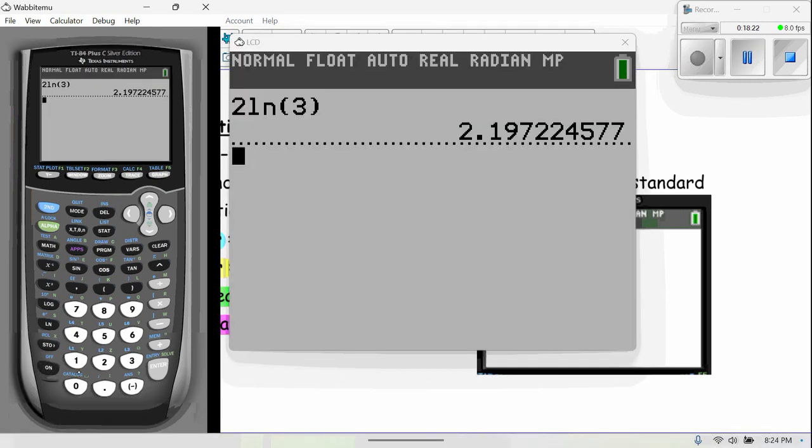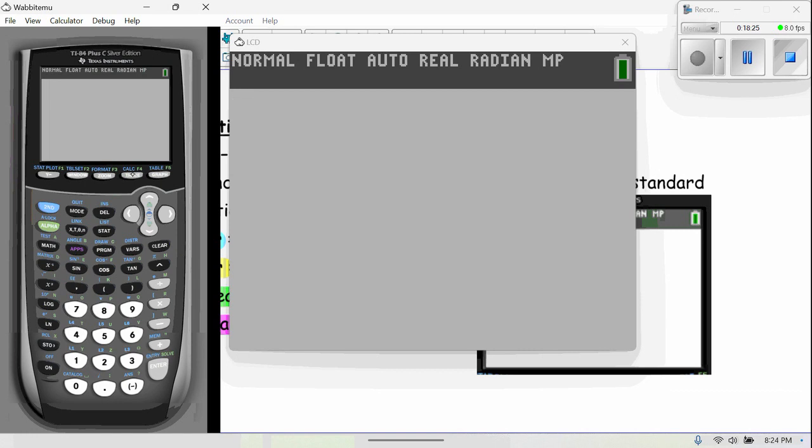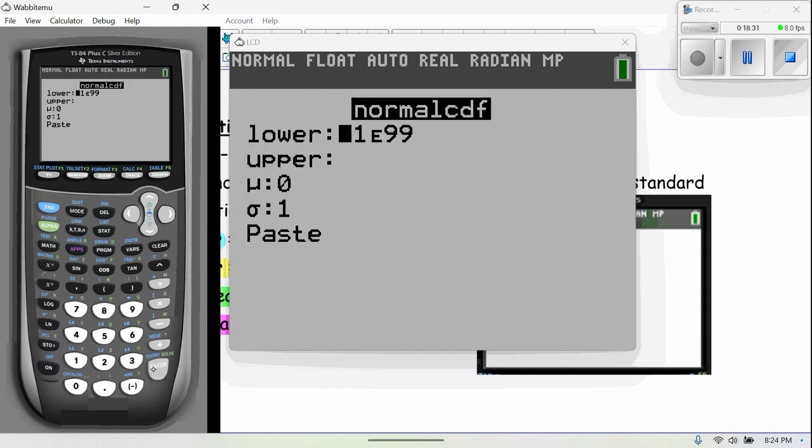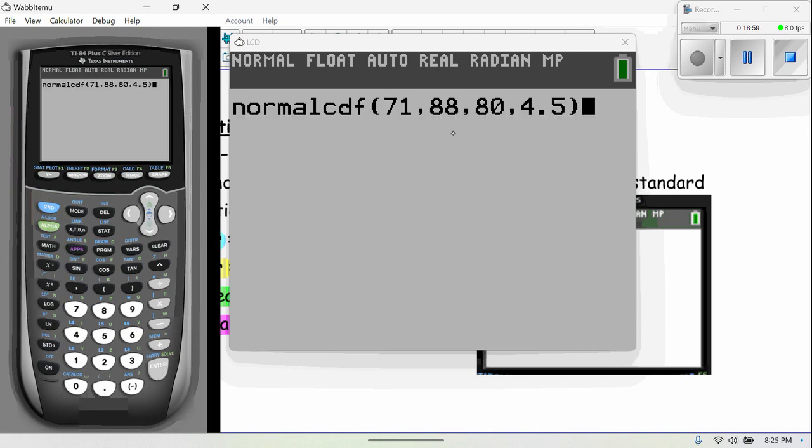So, in your calculators, if I went second, vars, and picked choice 2, let's use that example: all the people that scored between 71 and 88 in class. Let's say the average was 80 on the button, and the standard deviation was 4.5. When I go down here to hit paste, you write this down right here. This is showing work. And I hit enter.